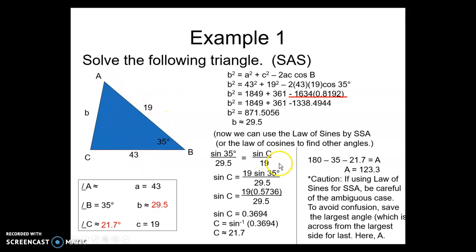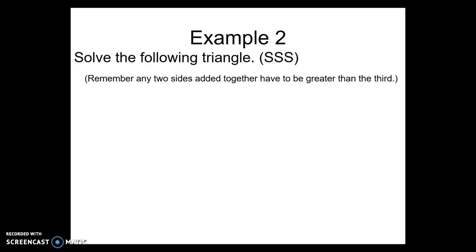That's why we chose to do C, because C was across from the smaller side here, and so it's going to be a smaller angle. All right, that's it. Let's look at example 2.